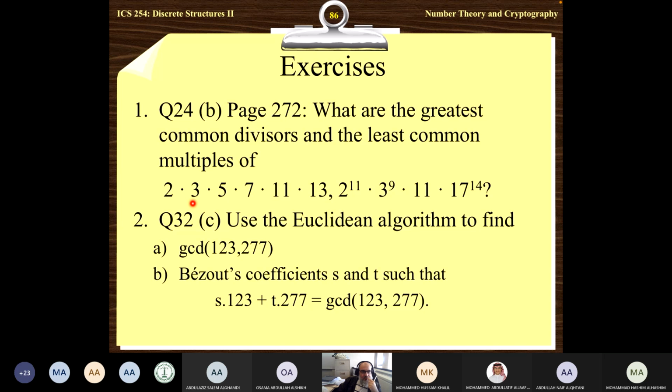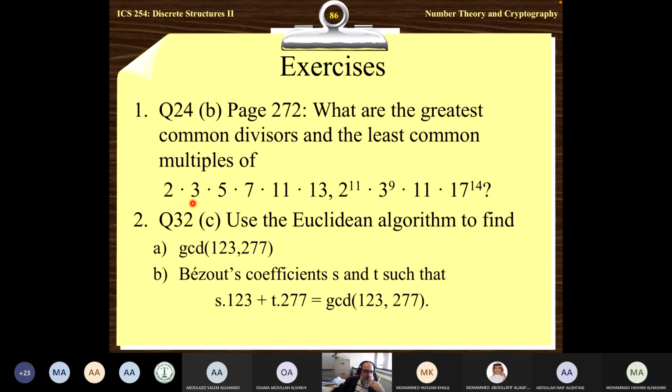Quickly, guys. First the GCD. Someone write me the GCD on the chat. What's the greatest common divisor between these two numbers? 2 times 3 times 5 times 7 times 11 times 13, or 2 to the power 11 times 3 to the power 9 times 11 times 17 to the power 14.